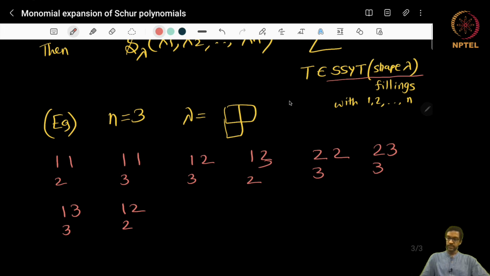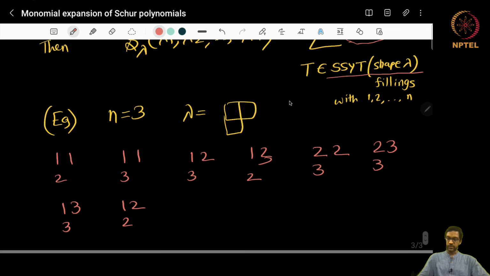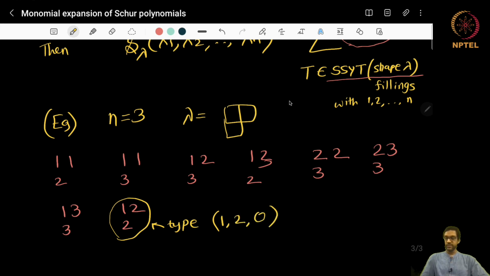Now what does the corollary tell us? It says to each such tableau, each such filling, you form a monomial which is x raised to the type of that filling. Let's do it in turn for each of them. What monomial will we associate to this last one, for example, 1, 2, 2? What's the type of this tableau? It's how many times 1 appears, how many times 2 appears, and how many times 3 appears. So 1 comes once, 2 appears twice, 3 doesn't appear at all. So the type of this filling is 1, 2, 0.